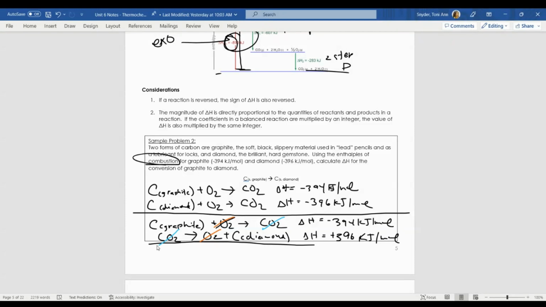So my sum of these two reactions is that graphite becomes diamond. And in this process, I would take the sum of these two delta H's. So the enthalpy change of this process from graphite turning to diamond would be positive 2 kilojoules per mole. Okay, turning graphite to diamond is an endothermic process. We have to input energy into that system. And we call this Hess's law, manipulating these equations in order to get the overall sum of a reaction.